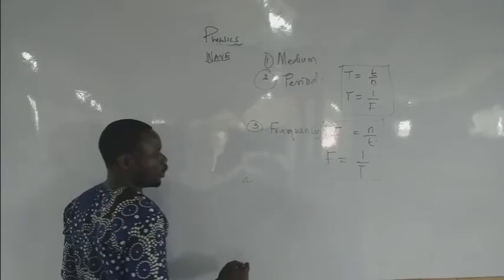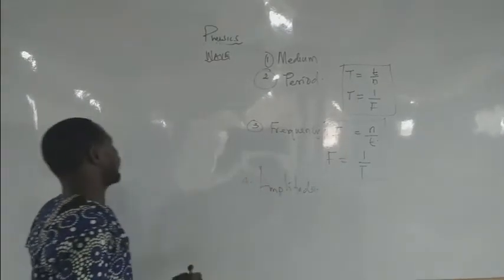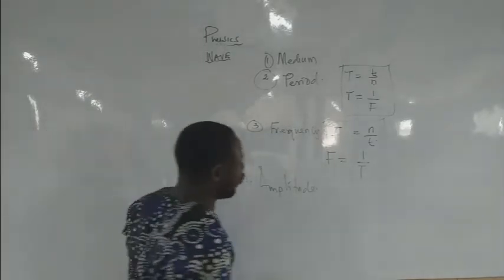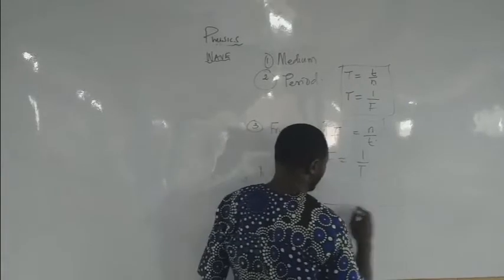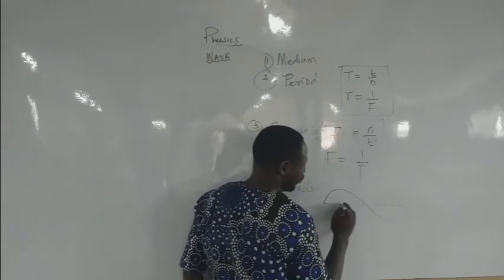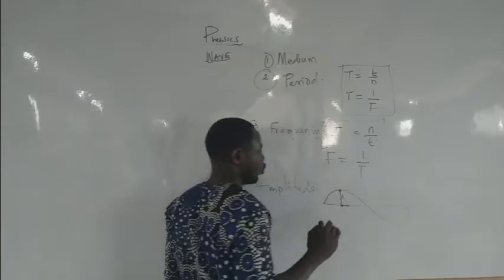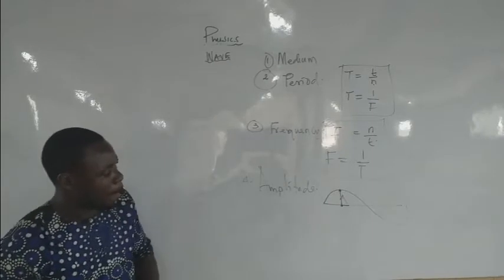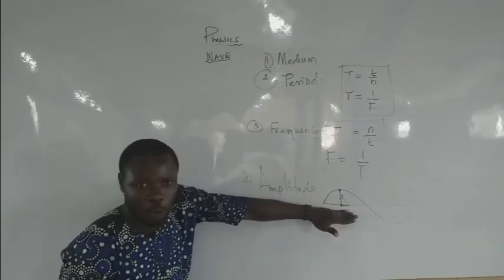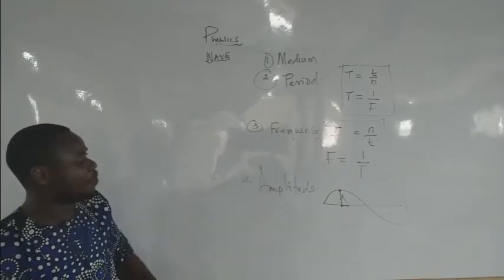Number four, the next one is what? Amplitude. What is the amplitude? Amplitude is the maximum displacement of a wave particle from the equilibrium position. Now, this is the equilibrium position. The maximum displacement, it is what? Amplitude. So, amplitude is the maximum displacement of a wave particle from where? Equilibrium position. That is the wave amplitude.